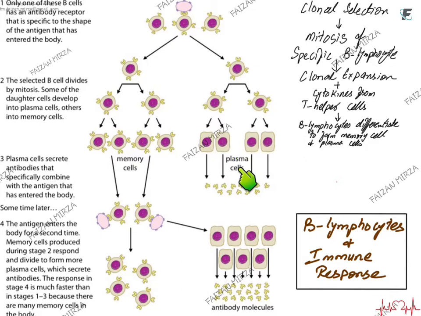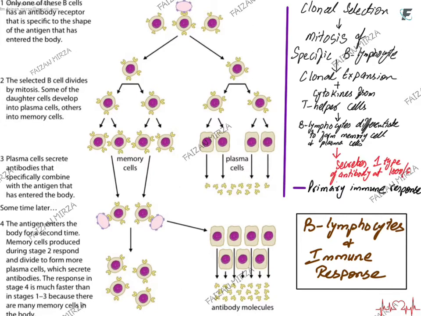Now what will happen? These plasma cells are highly mature. You can see that they do not have the antibody receptors anymore on their surface. Why? Because they are constantly secreting the antibodies at a very fast rate. They secrete one type of antibody at 1,000 antibody molecules per second, and this is the primary immune response. All these antibody molecules will float in your body fluids, be it your tears, be it your blood. So these antibodies will be present there.